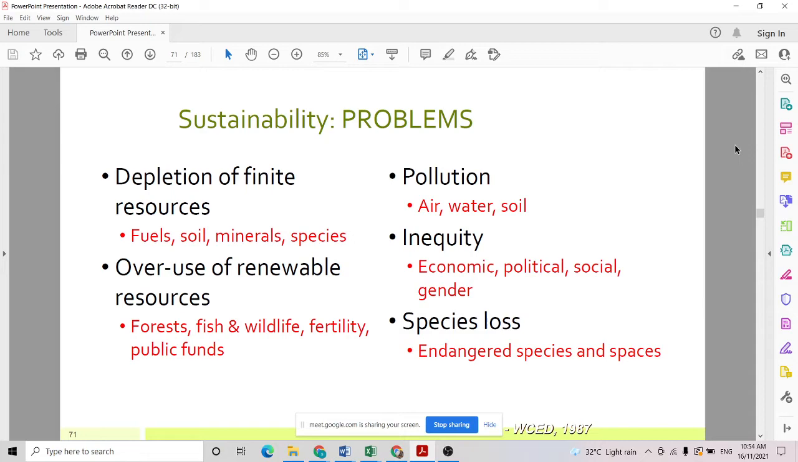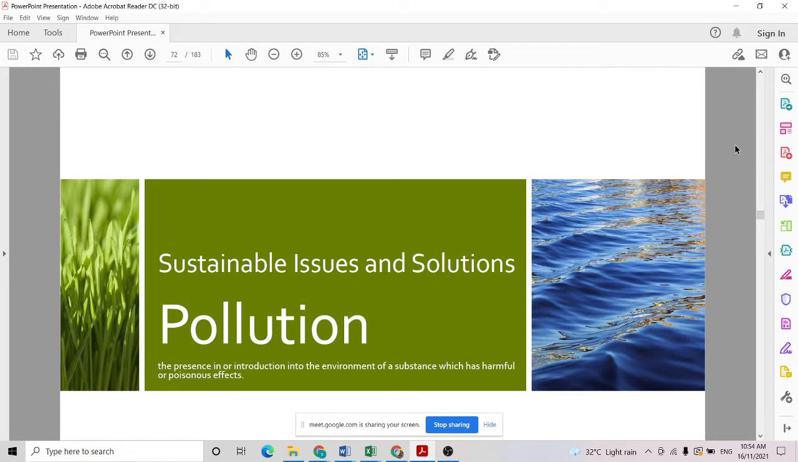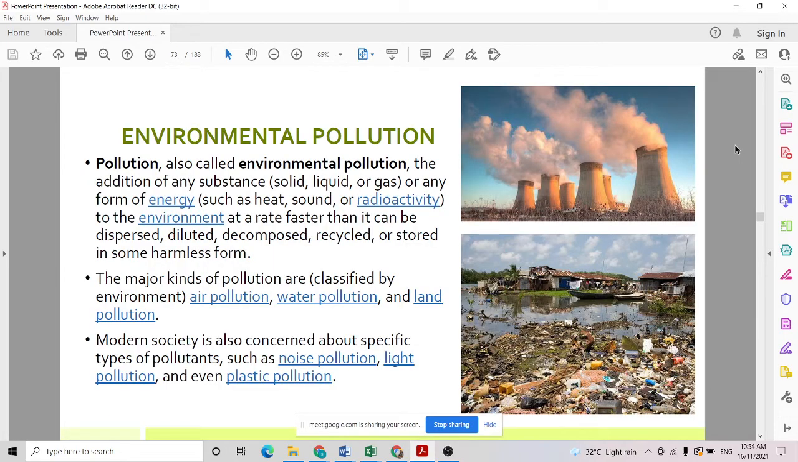Right, and then we go to the pollution issues, sustainability issues and solutions, focusing on pollution. Normally when we talk about pollution, we refer to environmental pollution. It's not the pollution at your house and so on. Basically it's about the environment, normally focusing on the forest and our environment.